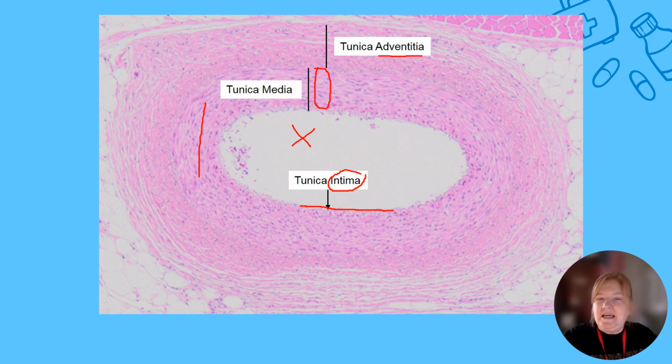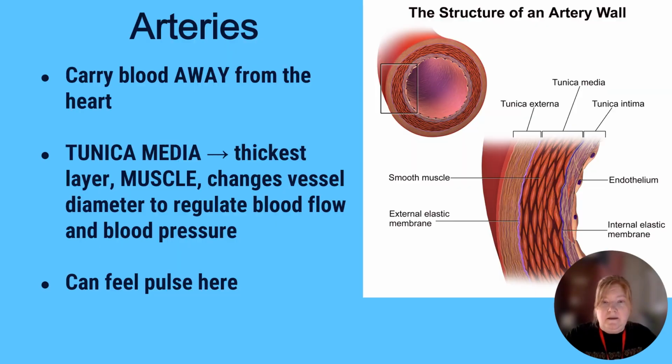And that has connective tissue like collagen and elastin, and it serves to provide some stretch for the vessel, but also to allow it to be attached to tissues and kind of stay in place. All right, so arteries, one of the vessels, they carry blood away from the heart. Artery starts with A and so does away.